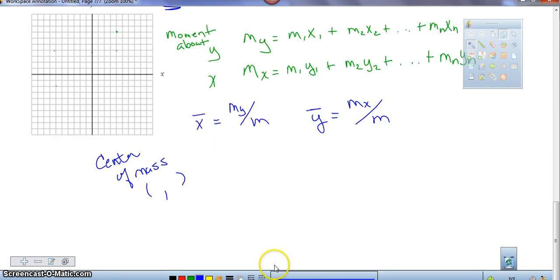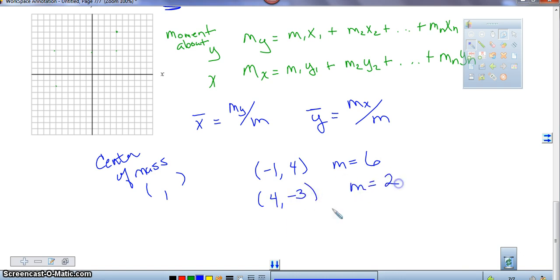So let's say that at negative 1, 4, I have a mass of 6. And at 4, negative 3, I have a mass of 2. And at 2, 1, I have a mass of 4. I'm just going to do 3 to show you this is not difficult. So I would just go to negative 1, 4, and I just like to draw, there's my 6 that I'm going to have there. And at 4, negative 3, I have a mass of 2. And at 2, 1, I have a mass of 4.